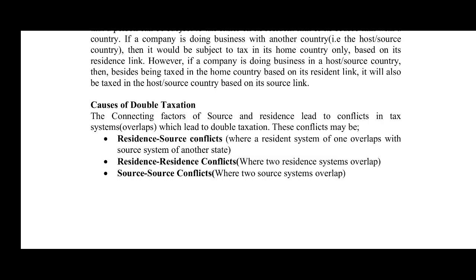Then we have what we call a residence conflict, where two residence systems overlap. Usually under the DTAs, this is where the tiebreaker rule might be involved. Both countries are saying that the person is resident. So let's say I were a citizen of Ghana, automatically I'm resident, but I stayed in the UK for, let's say, 184 days. They also deem me as resident.